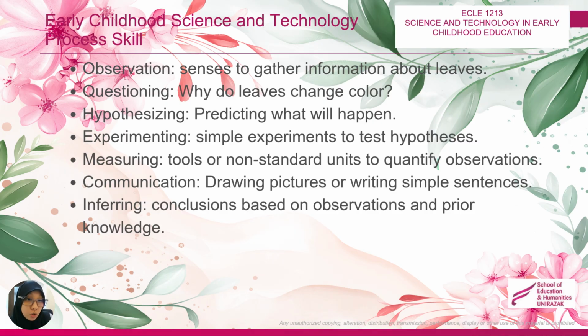You can draw a picture or write a simple sentence. This is very important for them in order to express their ideas or their findings. And then lastly, we have inferring. Inferring means that they are making conclusions based on observation and prior knowledge, based on what they have observed or what they have learned before. So this skill can help children to understand and explore the world. These are very important skills that children can use when they want to learn about science and technology.